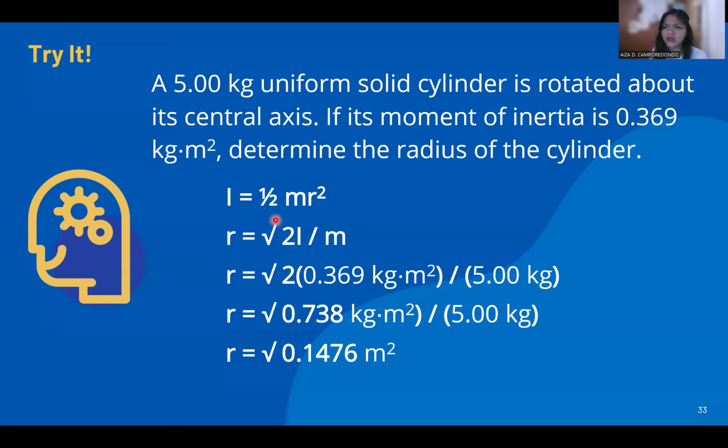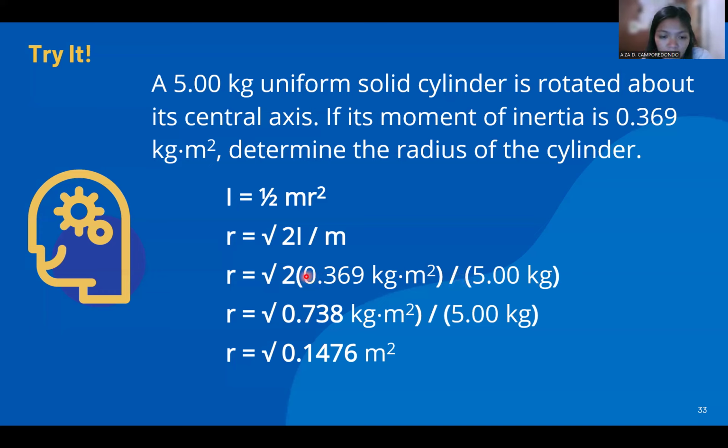In this case, you need to really manipulate the formula. The moment of inertia is equal to 1 over 2 mass multiplied by radius squared. So we're going to isolate the radius right here because this is the value we need to find. Then radius squared is equal to 2 multiplied by moment of inertia divided by the mass. So we're going to substitute all the given values: the moment of inertia, 0.369 kilogram meter squared, and the mass, which is 5 kilogram.